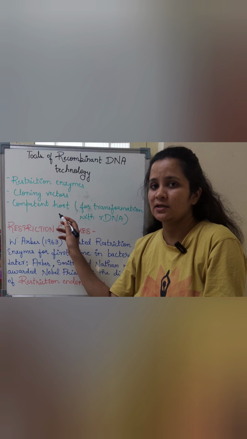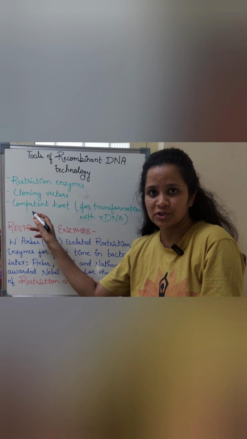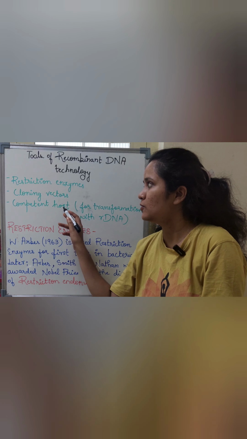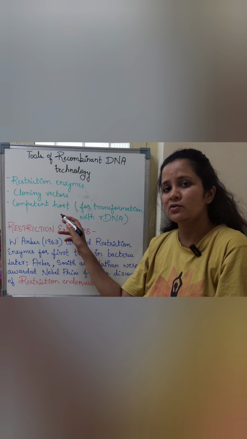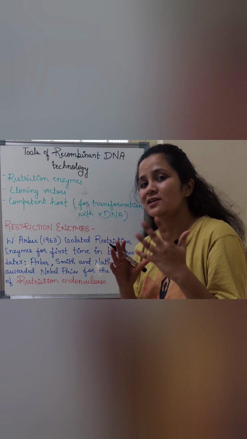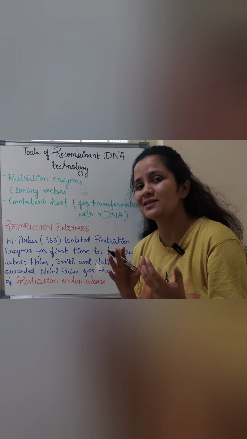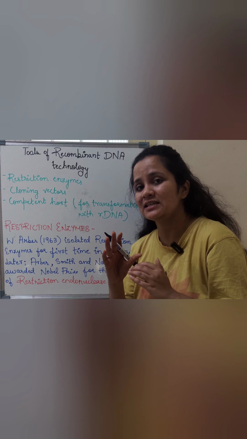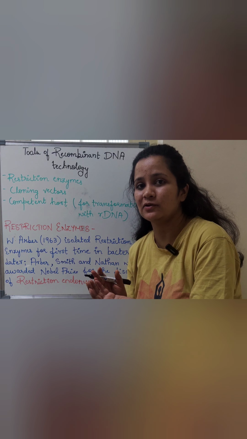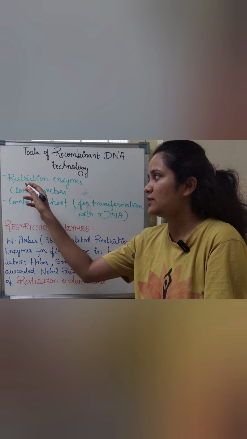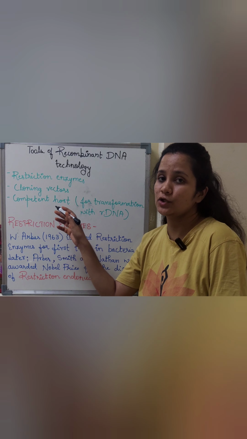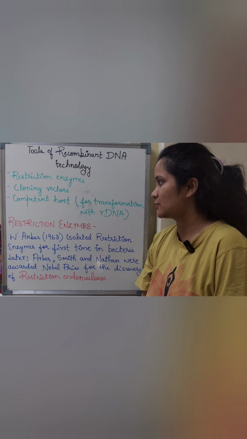Then we need a competent host. Once again, the origin of replication in the competent host will be cut by restriction enzymes. And why is this competent host required? Host is an organism which is going to accept the foreign DNA and express that particular character in it. So this can be achieved with three of them. These three are the tools of recombinant DNA technology.